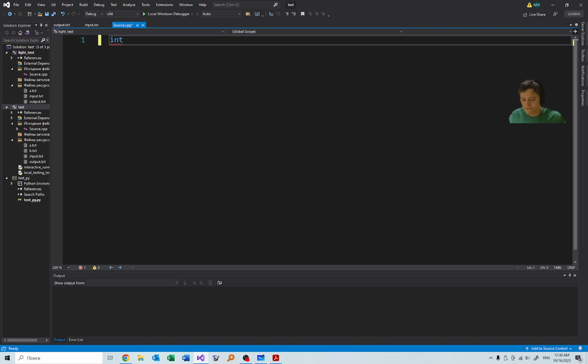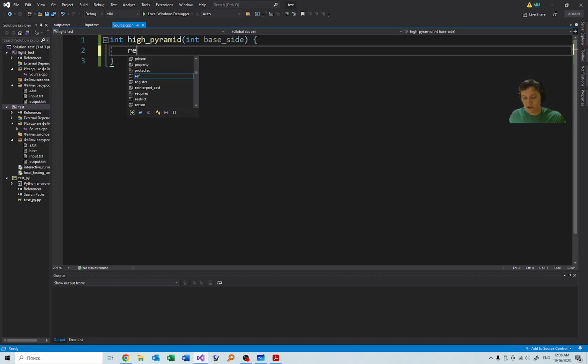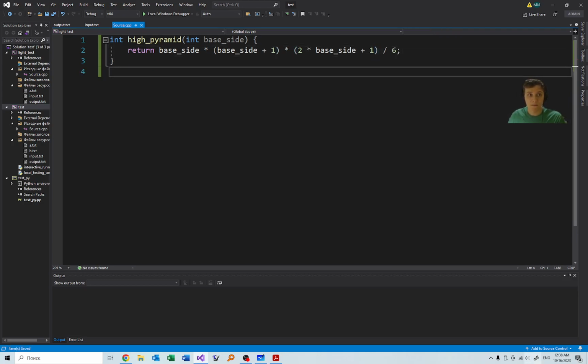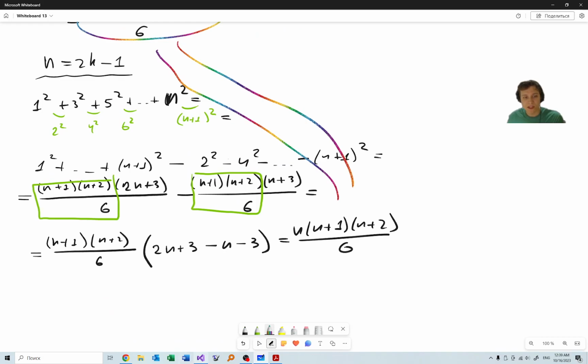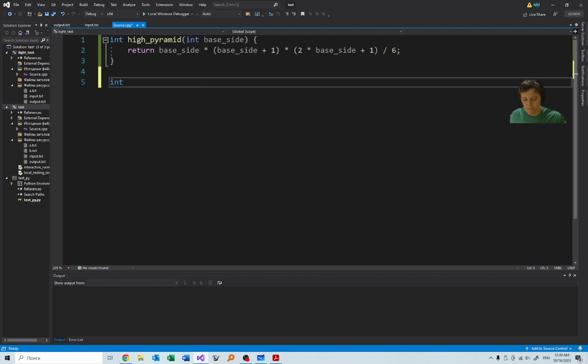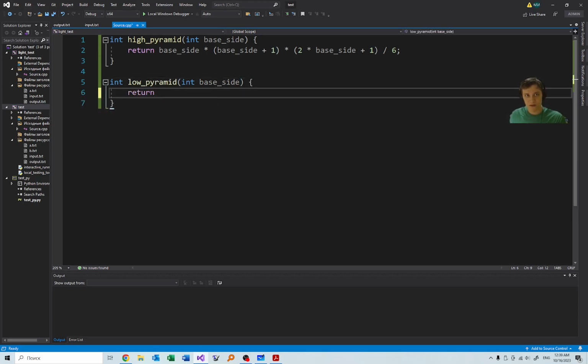Okay, int high pyramid. And we return base side times base side plus 1 times 2 times base side plus 1 over 6. Yeah. And for the low pyramid, we need something similar, but some other formula. So low pyramid, so it is base side times base side plus 1 times base side plus 2 over 6.